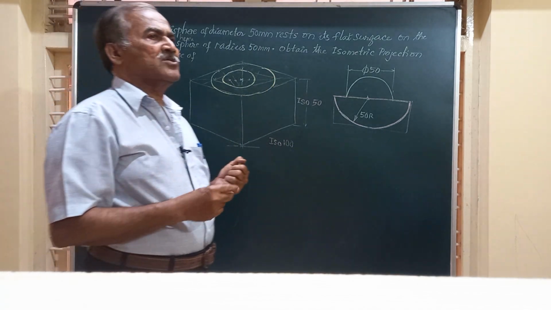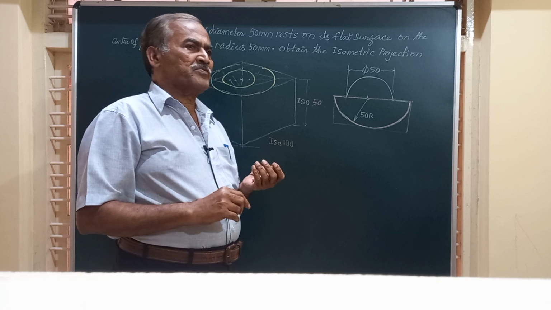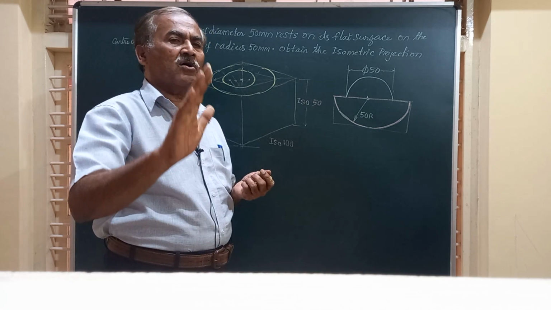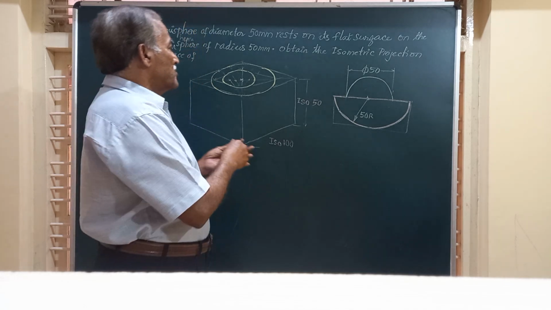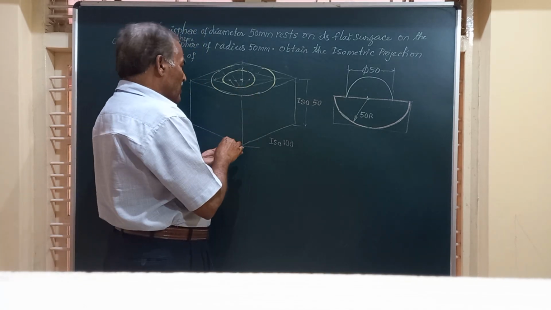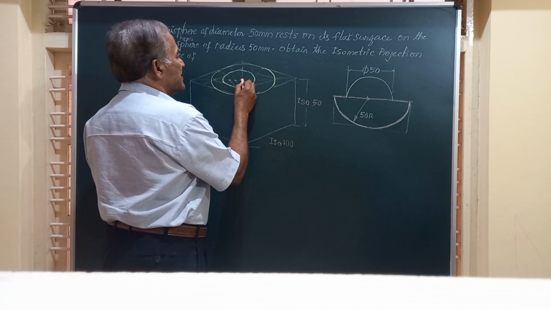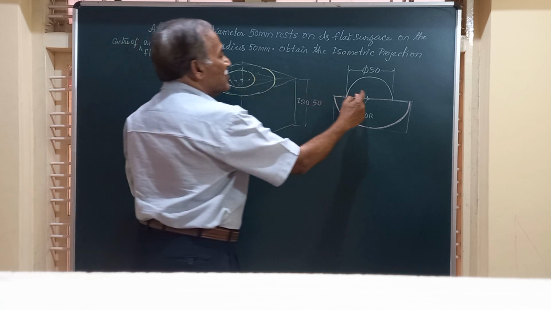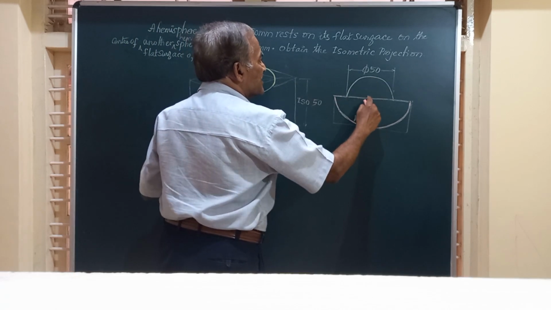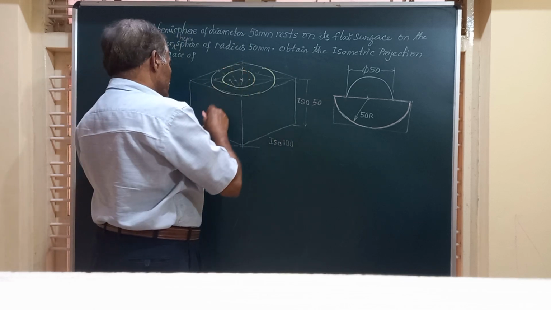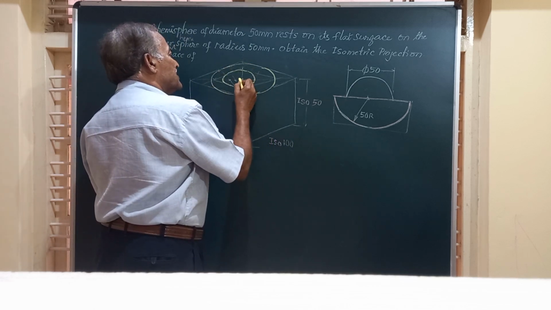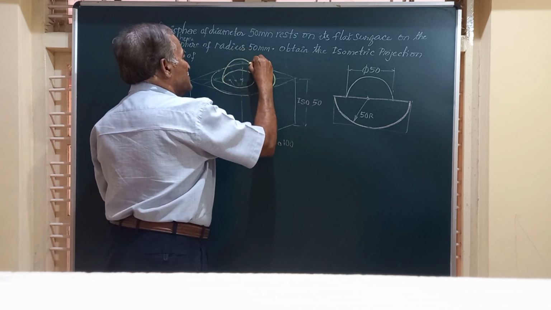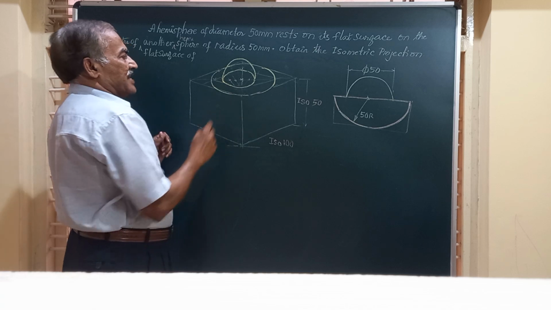Now friends, in all the isometric projections, we make use of the actual radius of the sphere or hemisphere to draw a circle. So friends, taking this as the center and radius equal to, this is 50 dia, radius equal to 25, I am going to draw an arc. This center, an arc I am going to draw. Probably friends, you are going to get it like that.